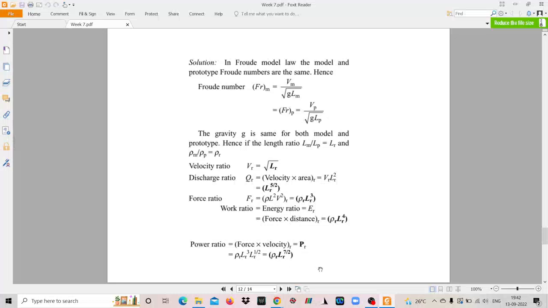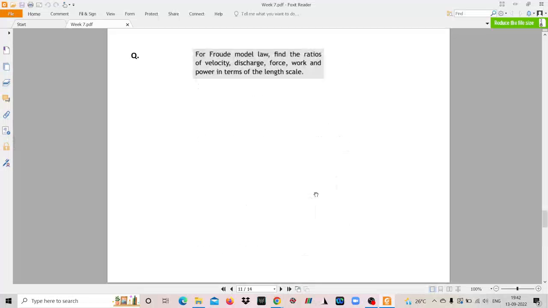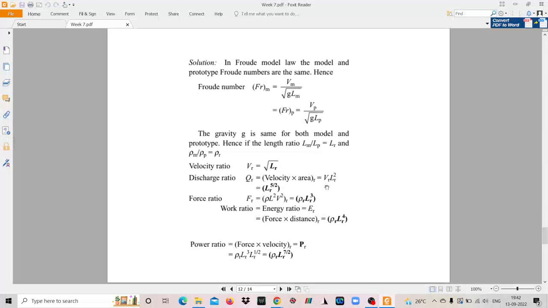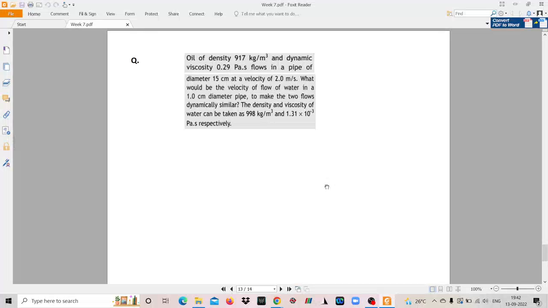So this is a typical example of problems on Froude model law. Similar expressions or ratios can be obtained for Reynolds model law, Weber's model law, Euler's model law. This is just for your clarification. Next, let us take this problem.